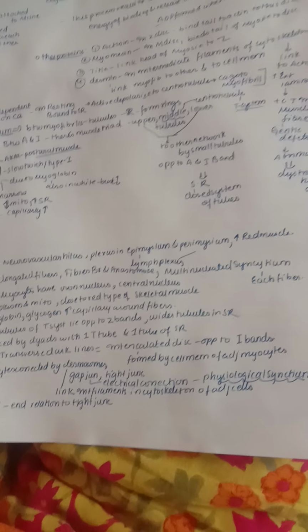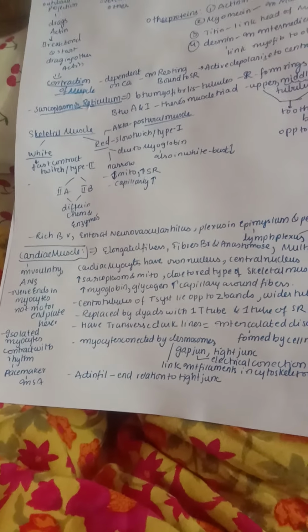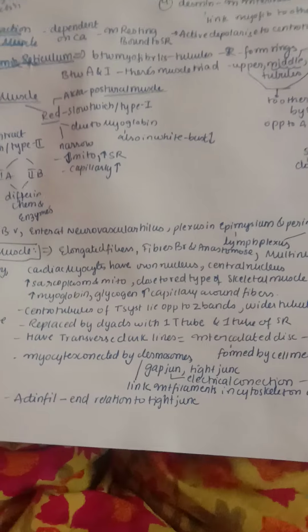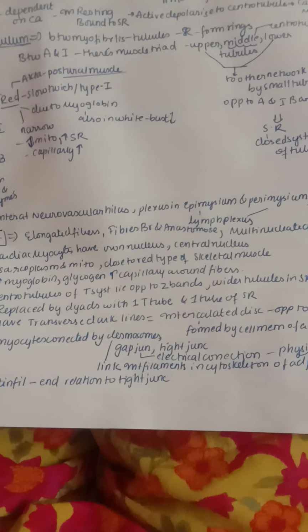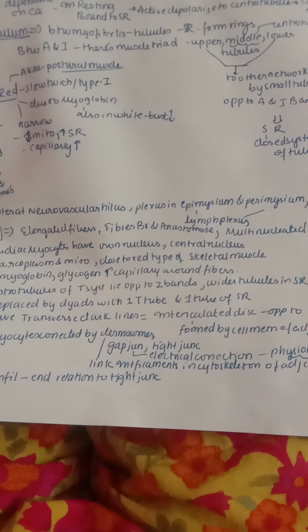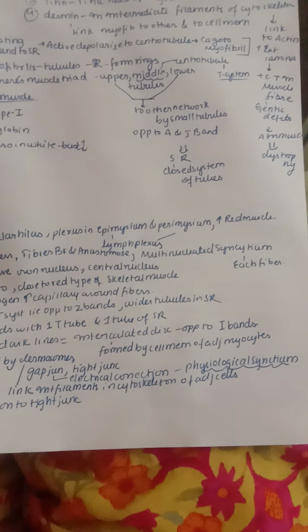This intercalated disc is formed by the cell membranes of adjoining myocytes, and the myocytes are connected by desmosomes mainly, which link the intermediate filaments in the cytoskeleton of adjacent cells. They also have gap junctions, which are electrical connections forming the physiological syncytium, and they also have tight junctions.